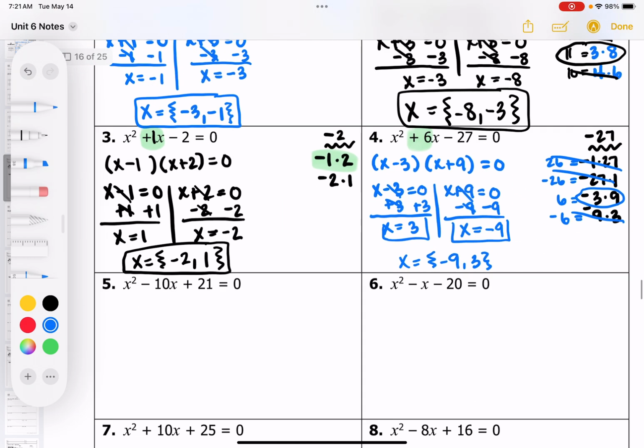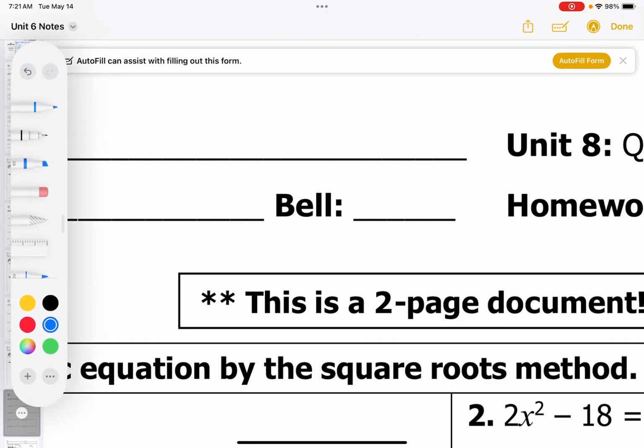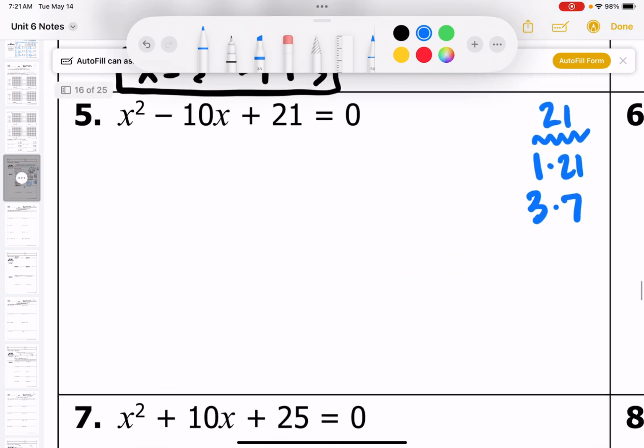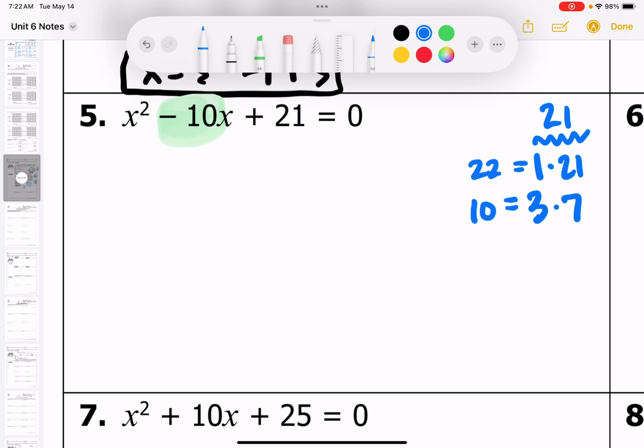All right, number 5. X squared minus 10x plus 21 equals 0. So it's already equal to 0, so now I need to find my factors that multiply together to give me 21. 1 and 21, 3 and 7. All right, so from this list, we need to find which ones are going to add together to give me a negative 10. Okay, so this gives me 22, and this gives me a positive 10.